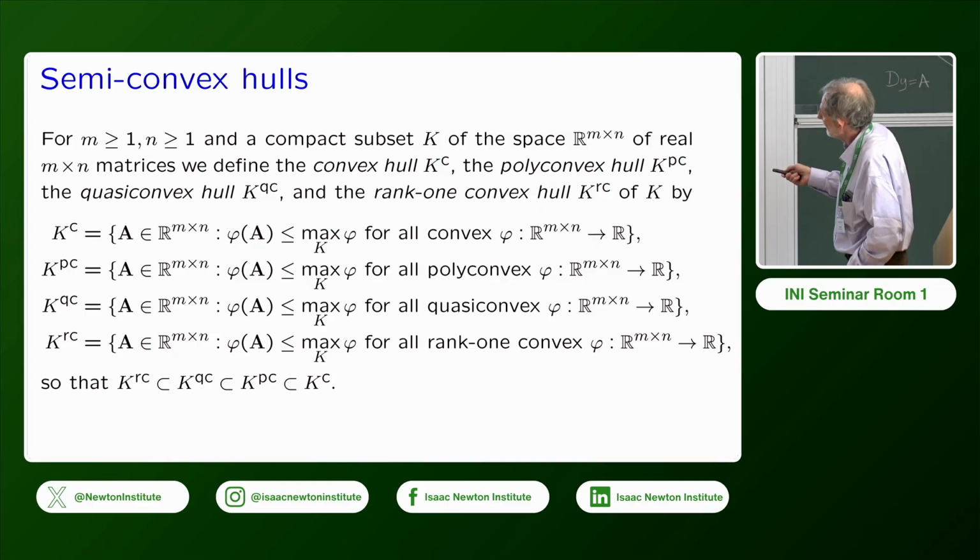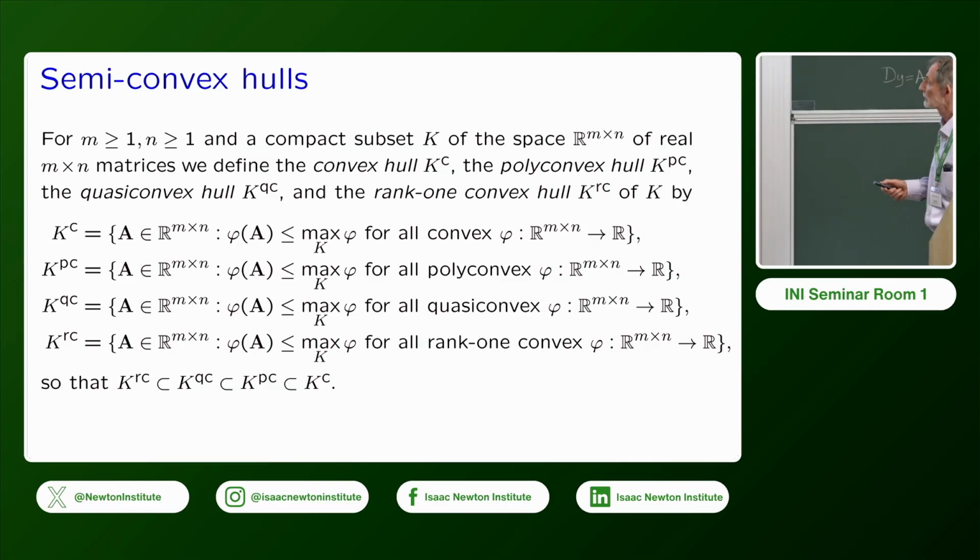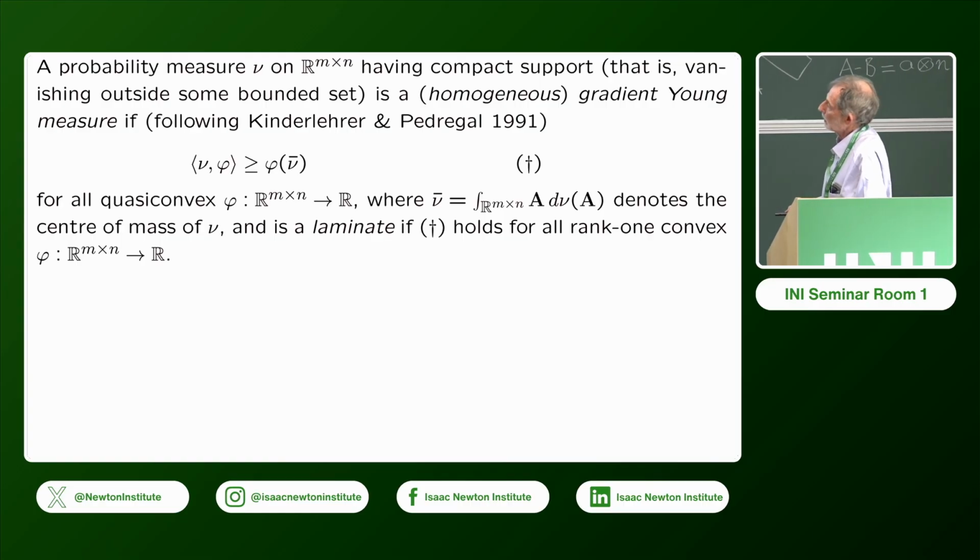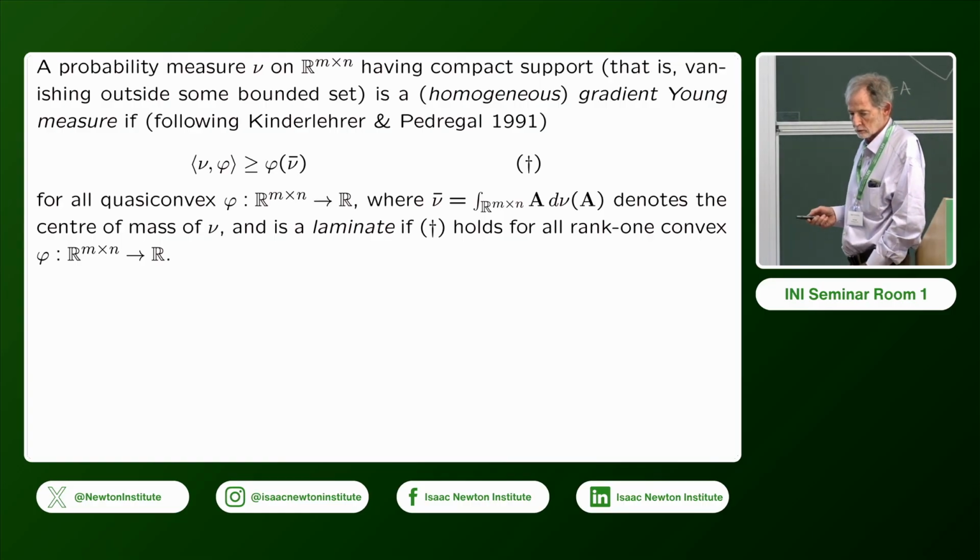The one we would really like to know is the quasi-convex hull, and that's contained in the polyconvex hull, which is contained in the convex hull. Okay, and what's more, I want to talk about gradient Young measure.